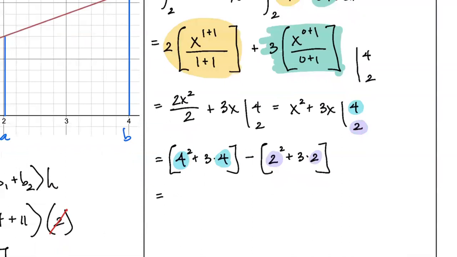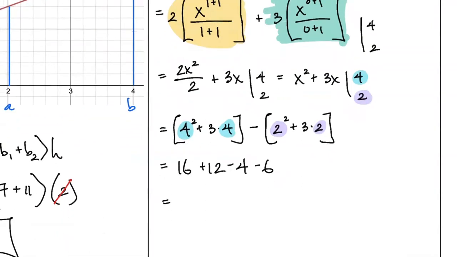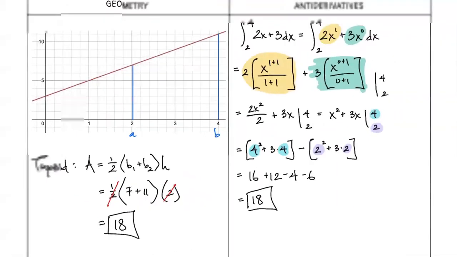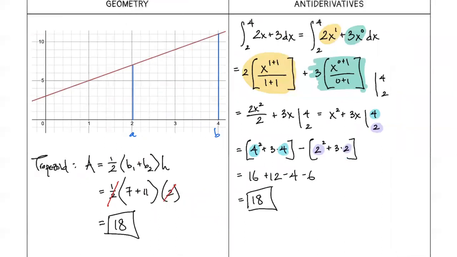We're going to do a little bit of mental math here. We get 16 plus 12 minus 4 minus 6. And so this gives us, wow, 18. We did all of this work and we got the same number we got on the other side when we used geometry.